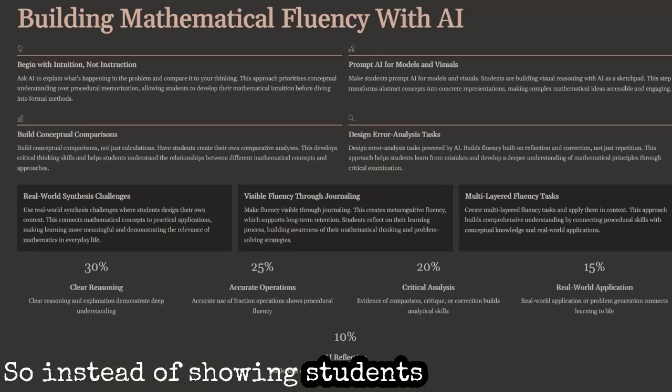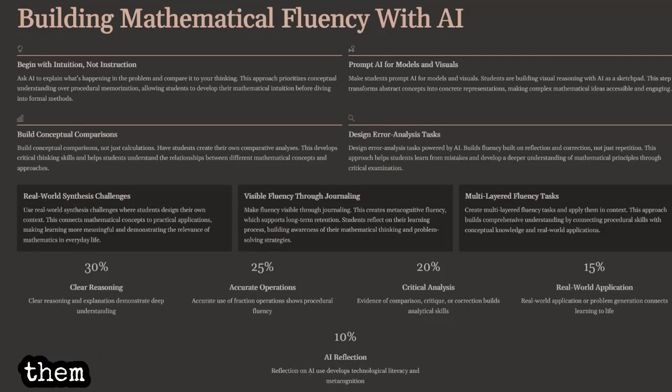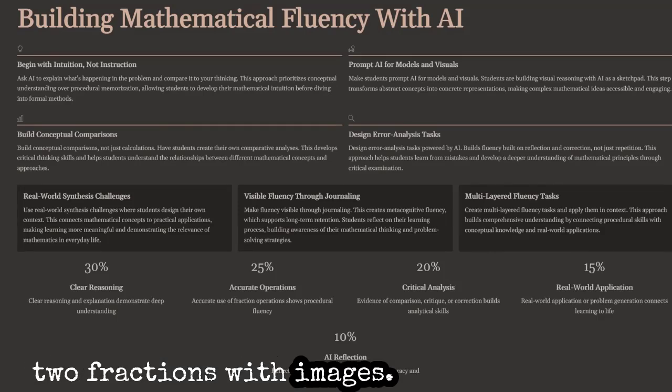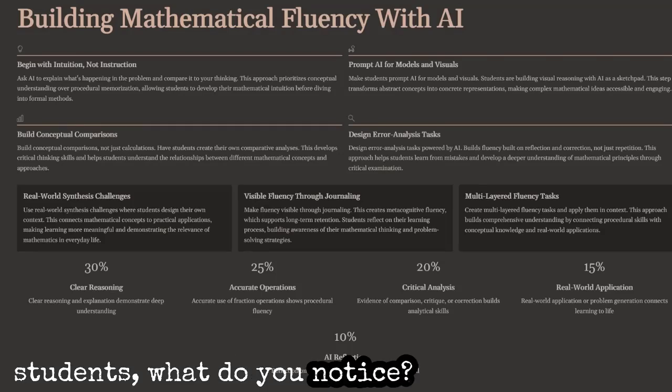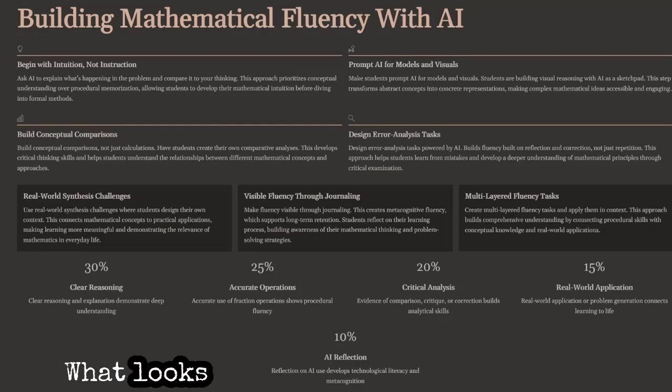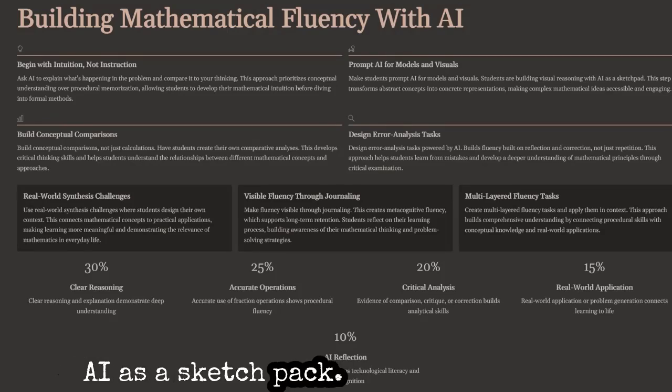So instead of showing students pre-made visuals, you can have them prompt the AI to draw a number line showing 3/4 and 5/8. Create a visual showing how 2/3 plus 1/6 works, or compare these two fractions with images. Then you can ask the students, what do you notice? What looks correct? What looks incorrect? How do you know which is greater? Students are building visual reasoning with AI as a sketchpad.